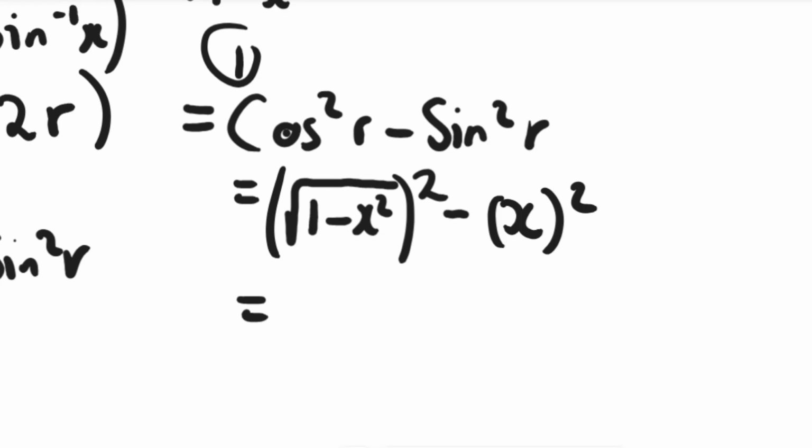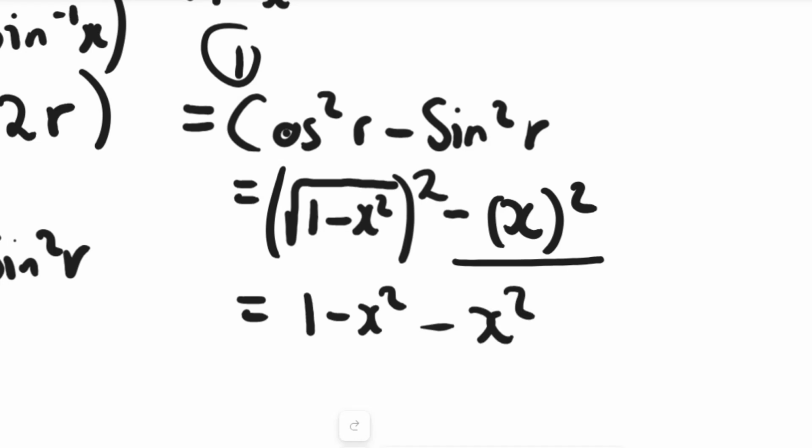you have square root of 1 minus x squared. I mean, you want to square it, so you're going to be left with only the inside function, that is the 1 minus x squared, and here you have minus x squared as well, and therefore the final answer is 1 minus 2x squared. So the final answer is 1 minus 2x squared. Let's confirm it using the second way.